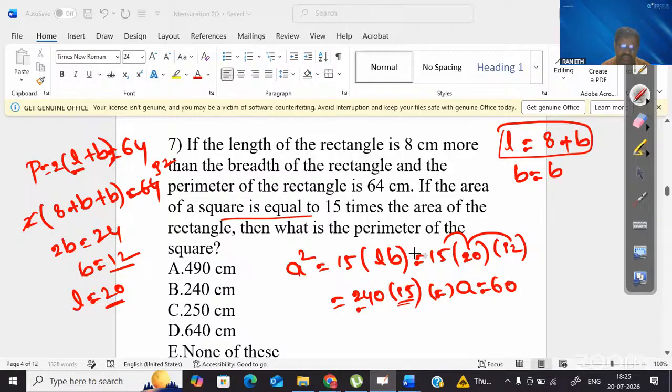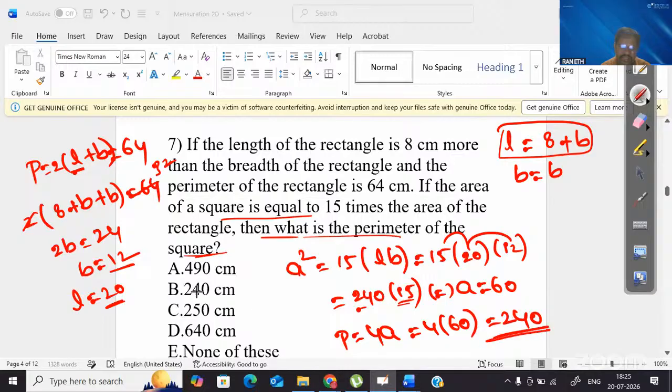Then what is the perimeter of the square? 4 times A. So it will be 4 into 60, which is nothing but 240. So the answer equals 240 centimeters.